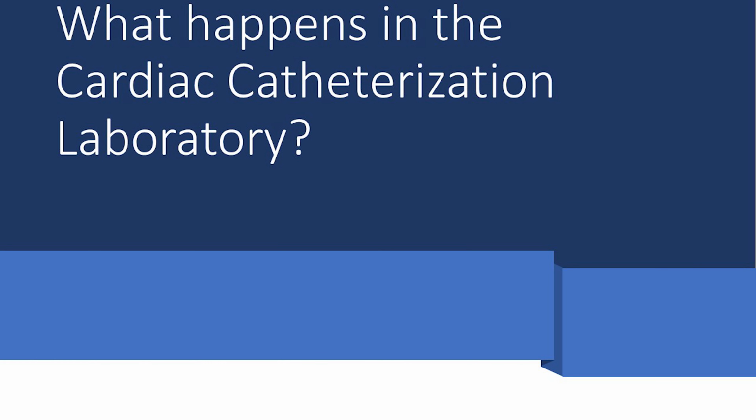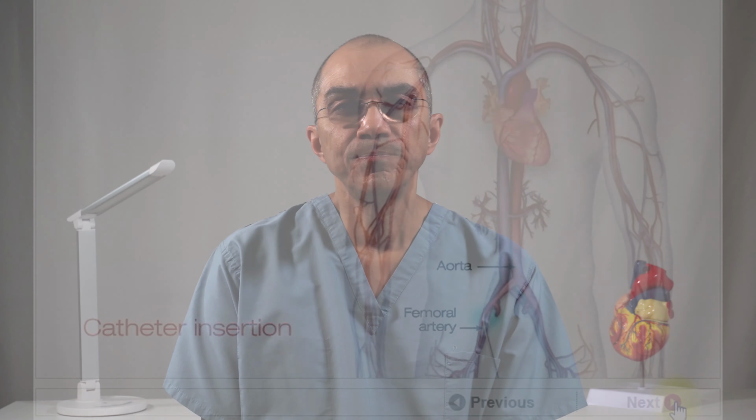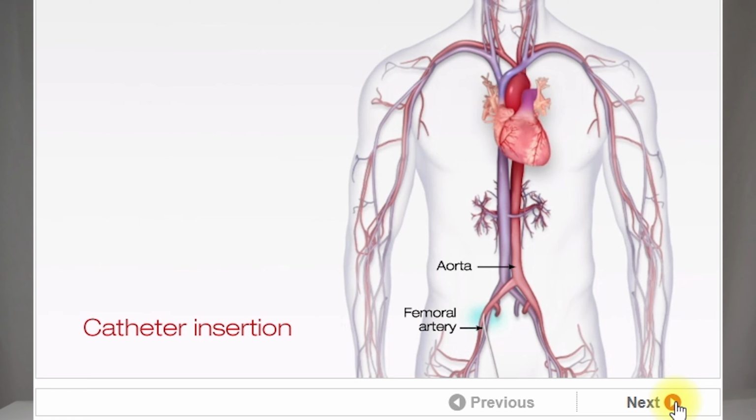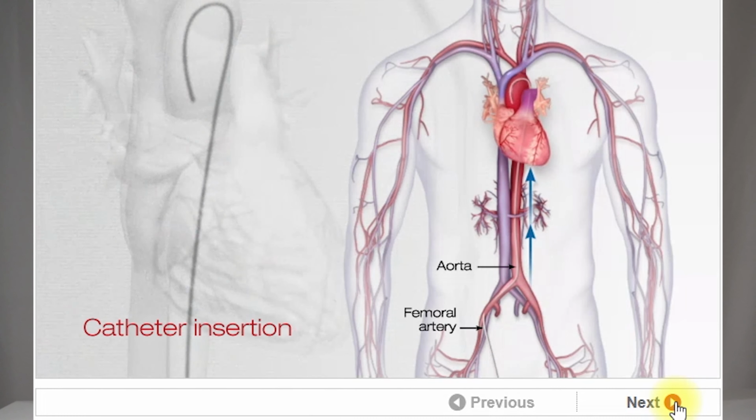What happens in the cardiac catheterization laboratory? In the cardiac catheterization laboratory, for short termed the cath lab, access to the arterial circulation is gained through the groin or the arm. A short tube is placed in the artery. Through this short tube, longer tubes called catheters are passed to the heart, and the tip of the catheter is placed at the origin of the coronary artery.